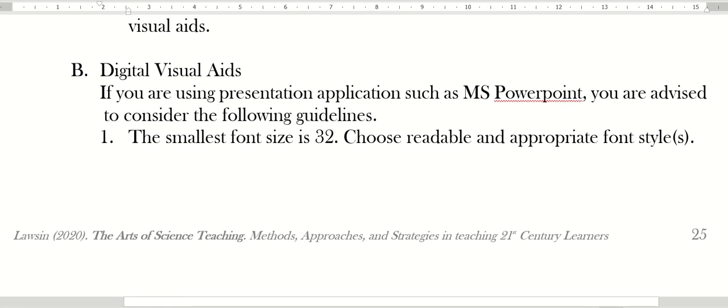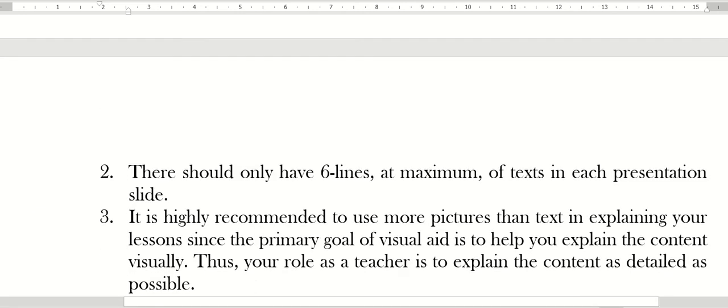B. Digital visual aids. So this time, if you are using presentation applications such as MS PowerPoint, you are advised to consider the following guidelines. First, the smallest font size is 32. Choose readable and appropriate font style. So, in my presentation, I am always using Baskerville and Times New Roman, or sometimes I use Bookman Old Style. So, as long as it's readable and appropriate.